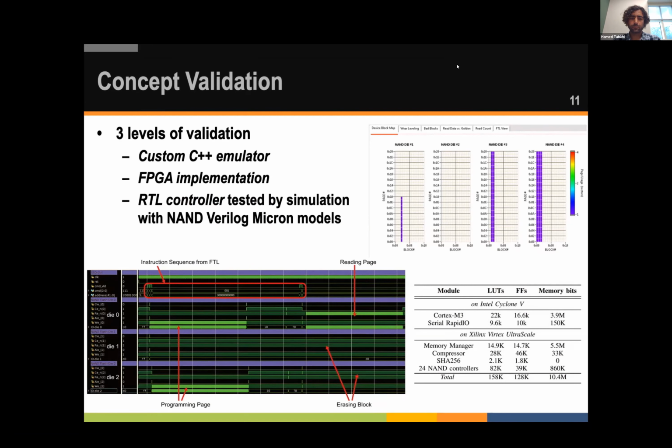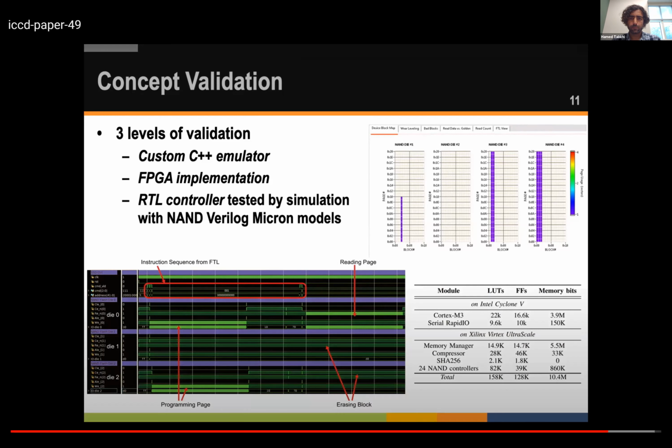Secondly, we implement the microprocessor on an ARM Cortex-M3 along with the RTL accelerator using an FPGA. We verify that the RTL controller works well by using simulation with non-Verilog Micron models.